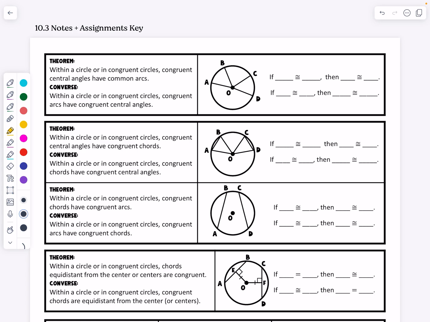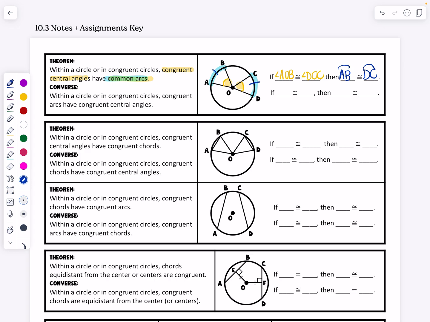The first one says within a circle or in congruent circles, congruent central angles have congruent arcs. So let's mark that out. Let's color code this. Congruent central angles. Let's go ahead and name these. I'm going to name them angle AOB. If angle AOB is congruent to angle DOC, then what do we know about those arcs? Those arcs are going to be congruent. So arc AB is going to be congruent to arc DC. So congruent central angles give congruent arcs.